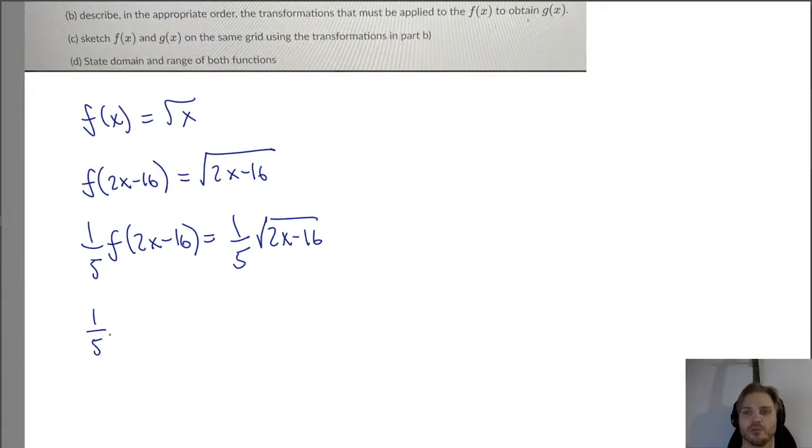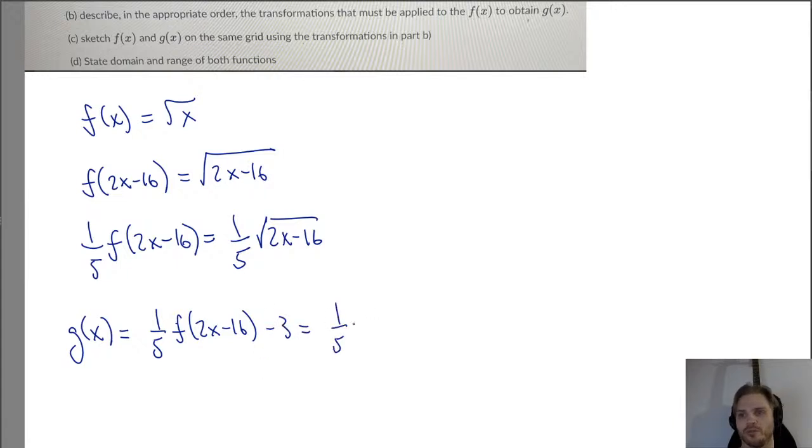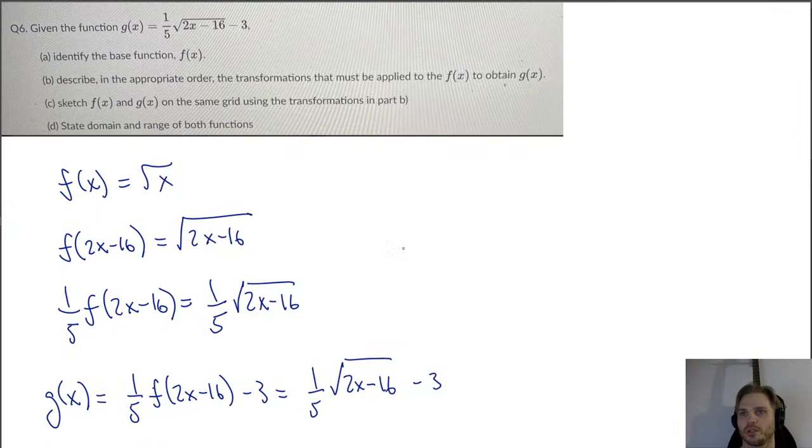So I'll go 1/5. Let me put this over because this is actually g of x now. So this is 1/5 f of 2x minus 16 minus 3 equals 1/5 root 2x minus 16 minus 3. Is that right? Yeah, we're good to go. So that's how I could show that the base function is root x there. Describe in appropriate order the transformations that must be applied to obtain g of x. So that's what we just did.